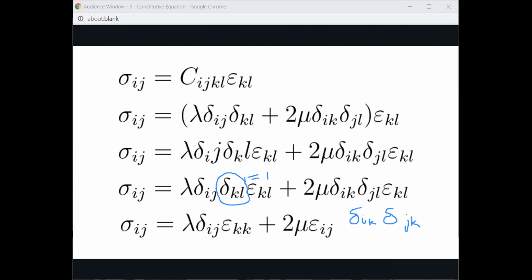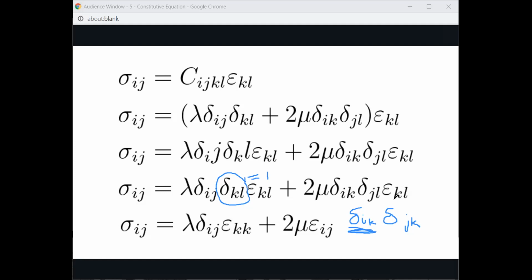Delta IK, KJ. Okay? So, if yan napalitan ng K, then we apply this one, lahat daw ng I mapapalitan ng K.